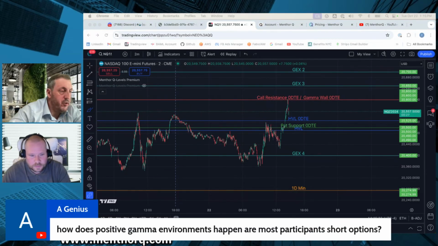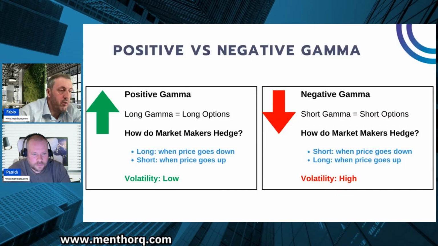We have another question about gamma condition. How does a positive gamma environment happen, and are most participants short options? Thank you for the question. We can go back to the slide. The answer is yes. Negative gamma equals short gamma, or being short options. If we are in a negative gamma environment, that means the overall market is selling more options than buying. Therefore, we see a complete negative gamma condition.